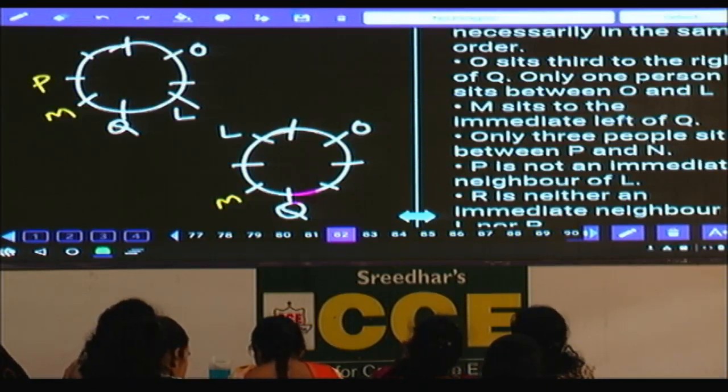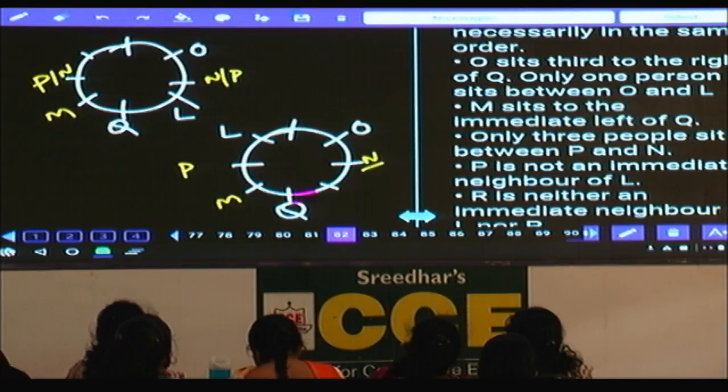P is here, N will be here. Or if P is here, N will be here. And with 3 people in between P and N, if P is here, N will be here. Or if P is here, N will be here. 3 people between P and N.